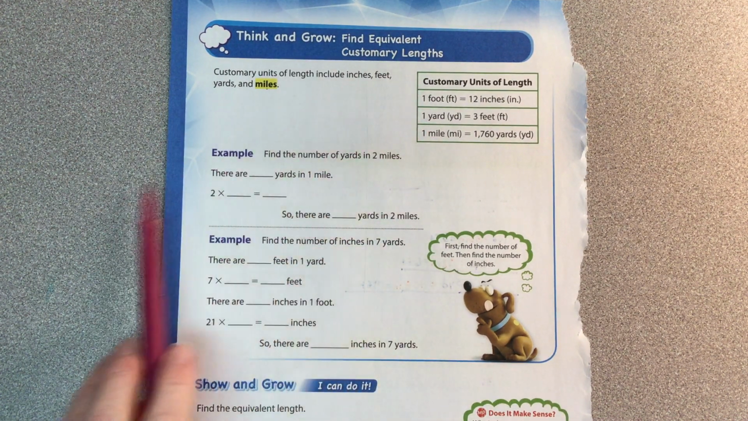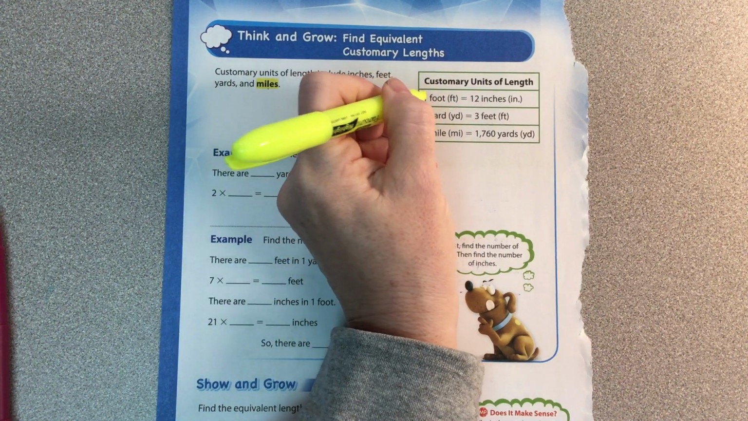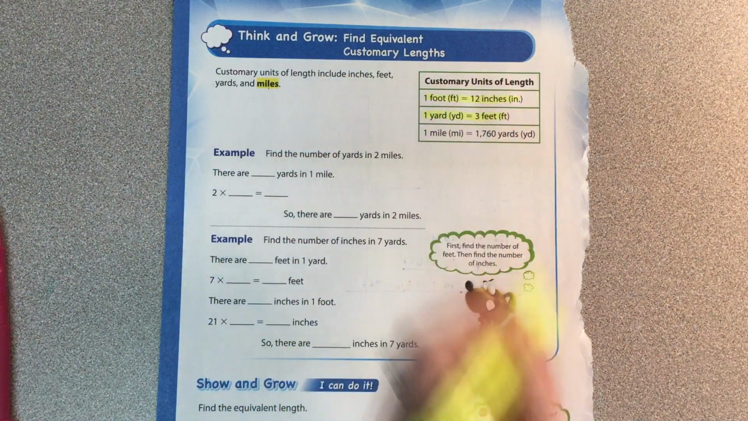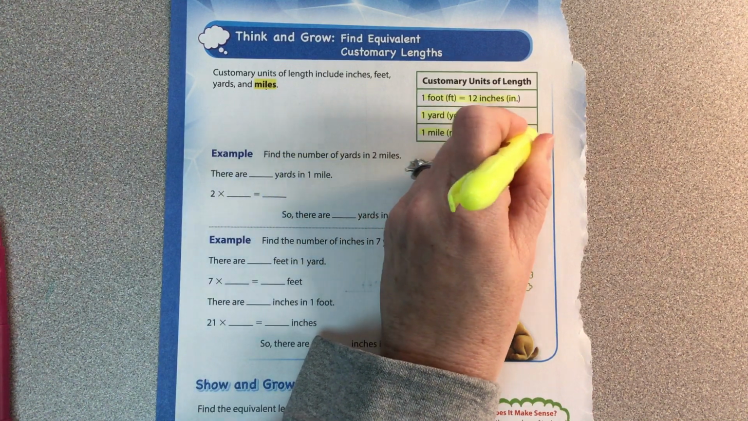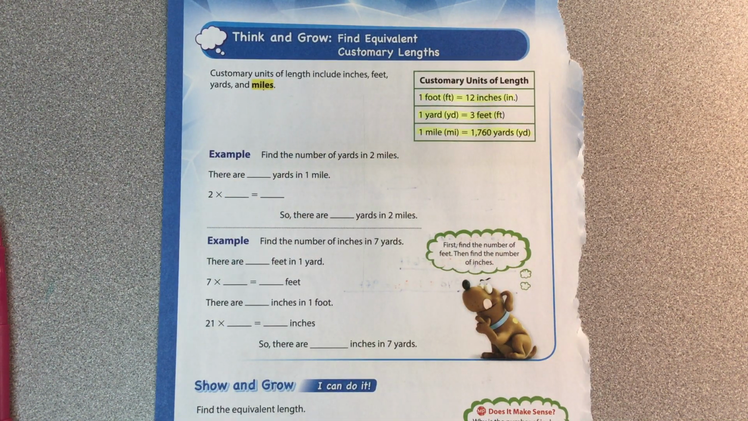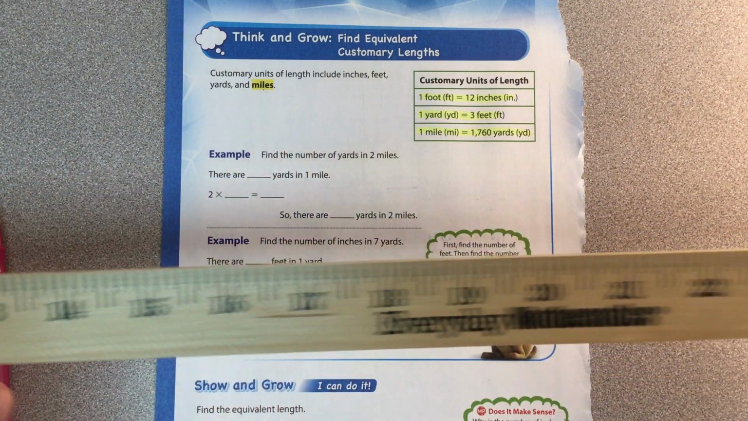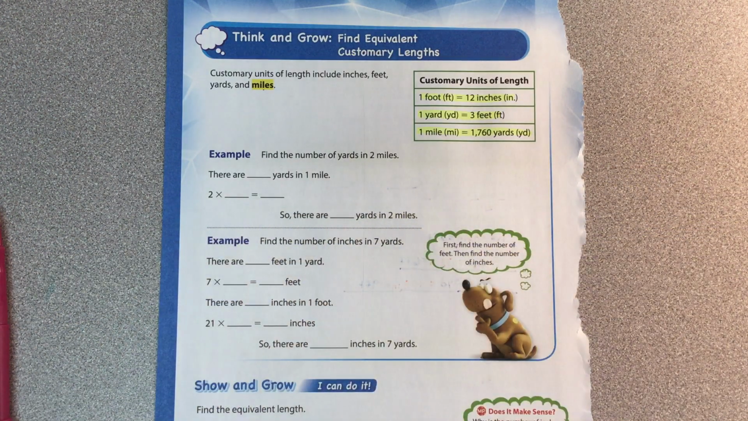Now let's look at our conversion chart over here. This is always really helpful and really important. So customary units of length. 1 foot equals 12 inches. 1 yard equals 3 feet. 1 mile equals 1,760 yards. Woo! That's a big number. That means I'm going to take this yardstick and lay it end to end 1,760 times, and that's going to give me the length of a mile.